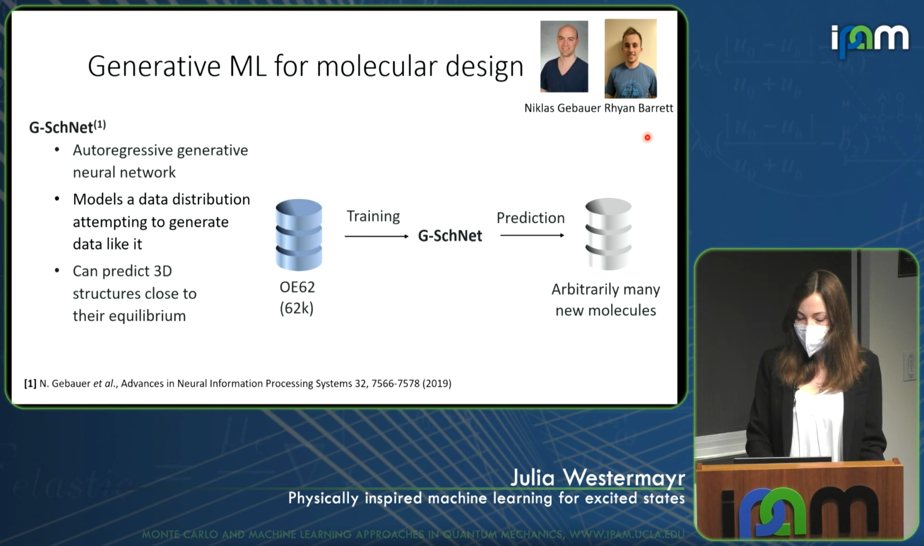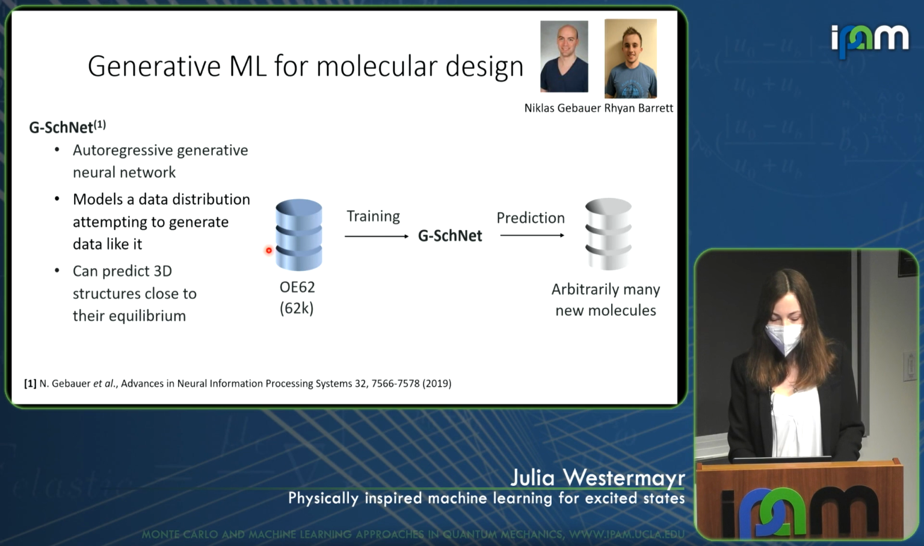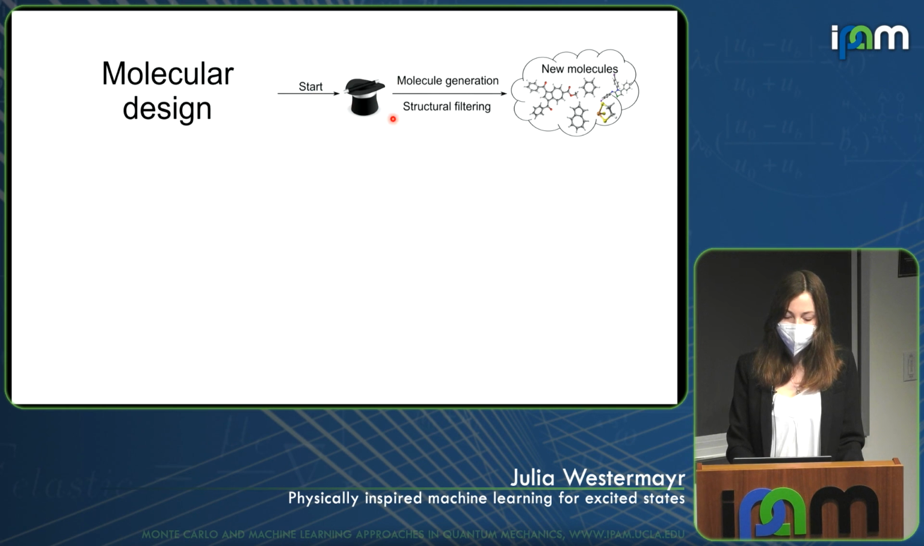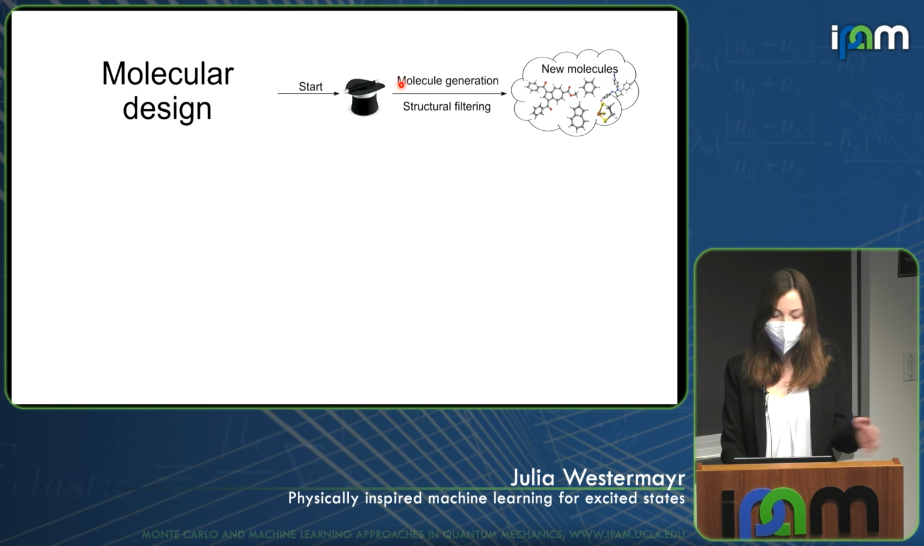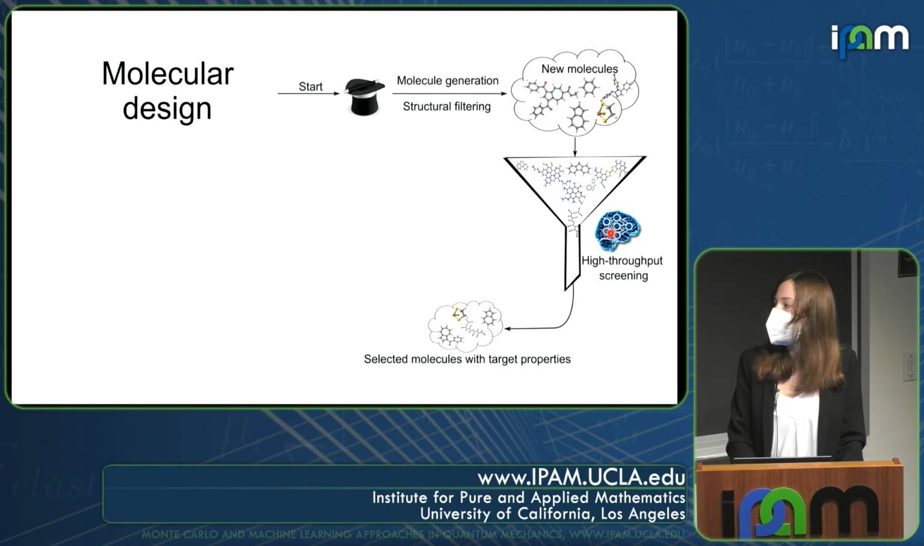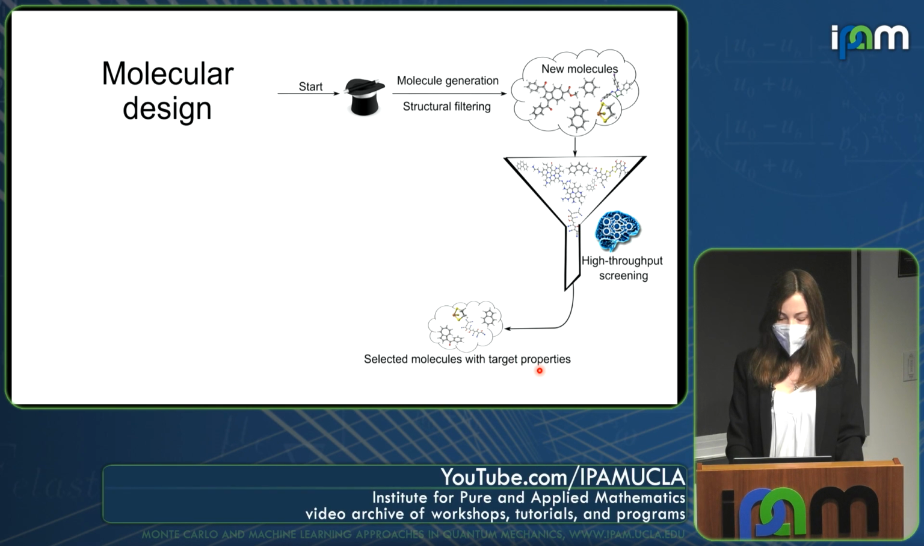So a very talented undergraduate student worked with me on this during the summer, and he adapted GSNet such that it works for the OE62 data set. And with this, we could then predict arbitrarily new molecules and could screen them with the other model. So I often replace the generative model with a magic hat, because in principle, we can get any number of molecules we like. And we then screened this with our machine learning approach for quasi-particle energies. And then we had selected molecules with target properties.